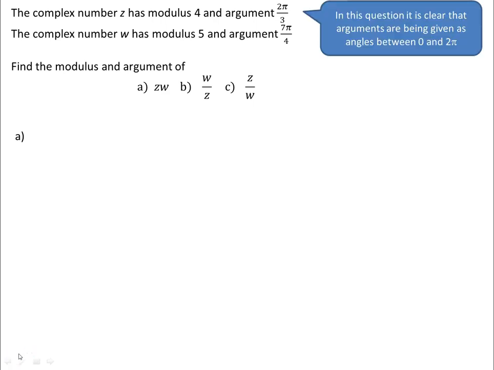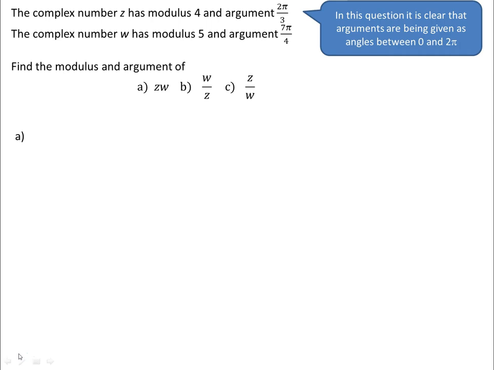Now, we have an argument of 7 pi by 4, and that is between 0 and 2 pi. It certainly isn't between minus pi and pi. So in this question, the context of the question is making it quite clear that arguments are being given as angles between 0 and 2 pi.